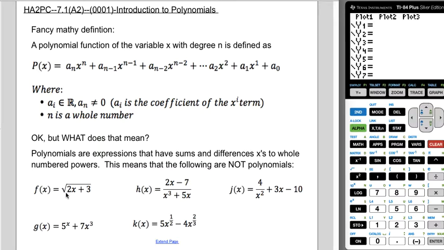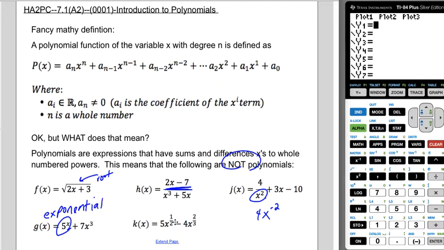The reason this is not a polynomial is the root. This one's not a polynomial because of the division of the x stuff. In fact, the top is a polynomial. The bottom is also called a polynomial, but together, when you divide them, it's not a polynomial. This one's not a polynomial because this is a 4x to the negative second. This one's not a polynomial because this is exponential, where x is the exponent, not the base.